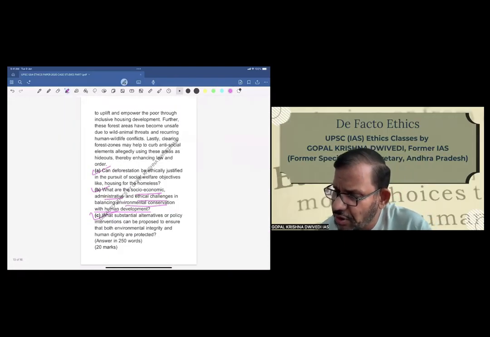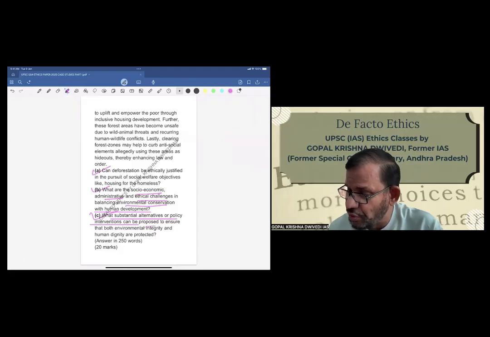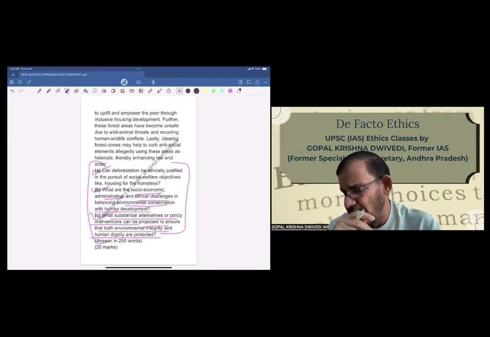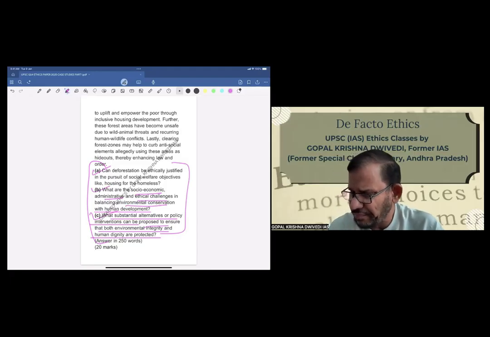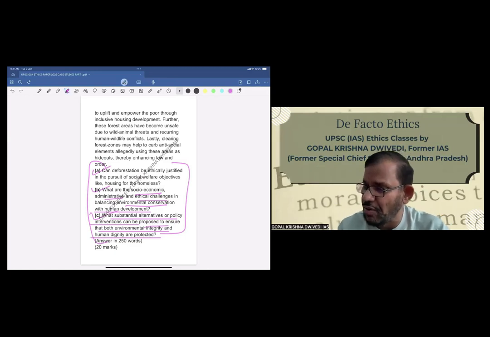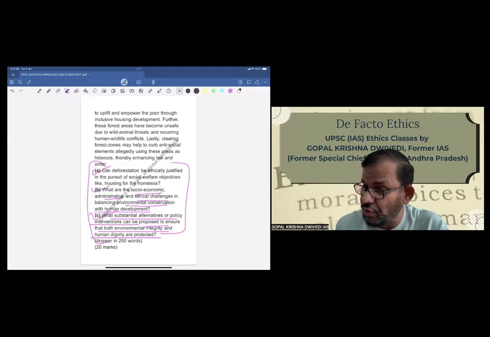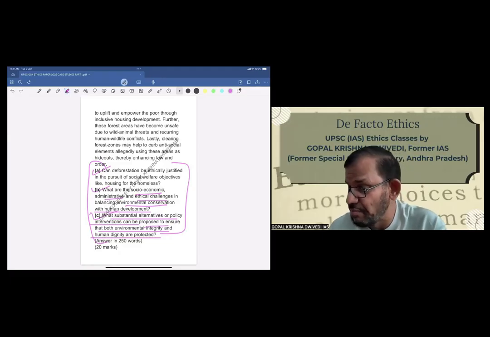Now, what is the third part of the question? What substantial alternatives or policy interventions can be proposed to ensure that both environmental integrity and human dignity are protected? So again, all the three questions, if you see, are not simple questions. It's really a lot for a student to read such a big paragraph and then try to write these answers. It's a complex case study and sensitive also, and a little difficult compared to previous years. Again, I'm telling the same thing.